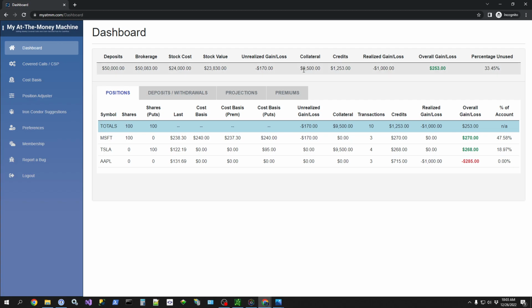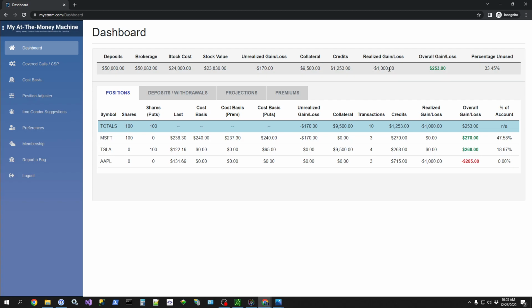Collateral is any amount that you've used to buy cash secured puts on all your positions. This is the amount of cash that should be currently held as collateral in those positions. The credits column is your total amount of premiums that you've received and collected throughout the life of all of these stock ticker symbols for any covered calls that you've sold or any cash secured puts that you've sold. That's where this number is reflected.